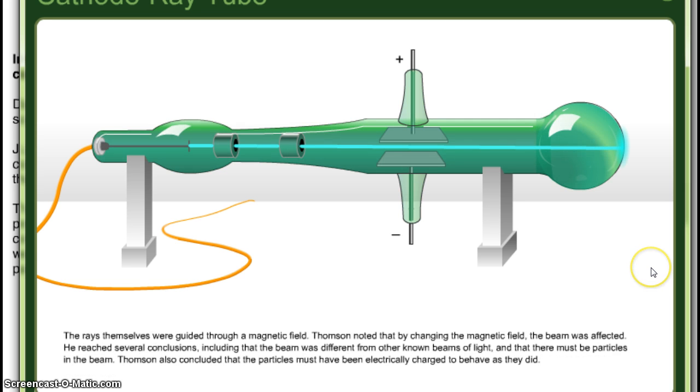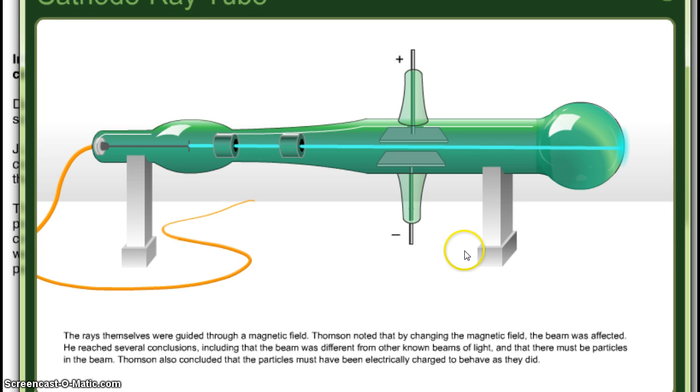The rays themselves were guided through a magnetic field. Okay, so they used magnets, and the magnets controlled the beam. Thomson noticed that by changing the magnetic fields, the beam was affected. He reached several conclusions, including that the beam was different from other known beams of light, and that there must be particles in the beam. Okay, so he said it's not like light.